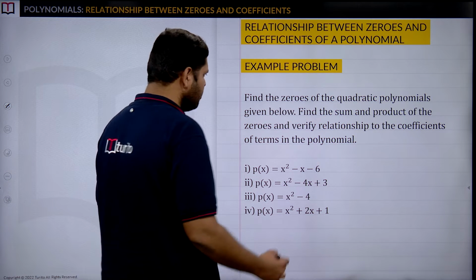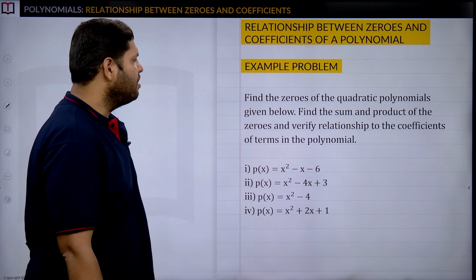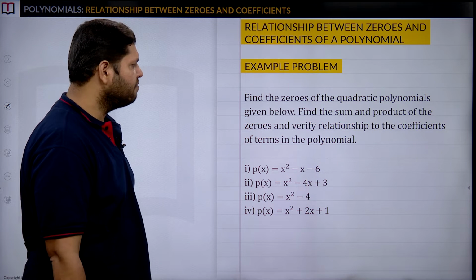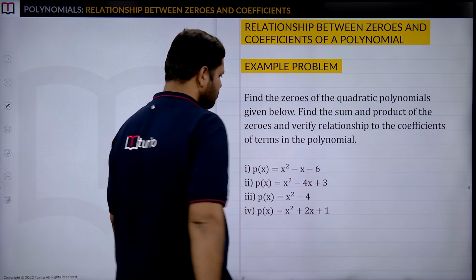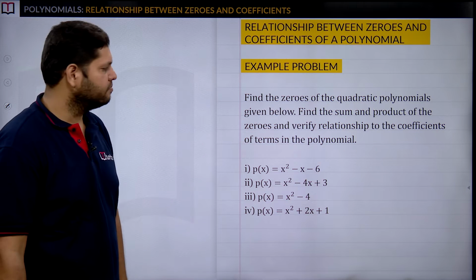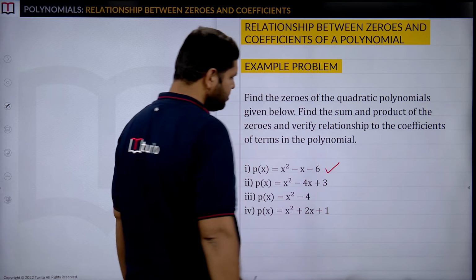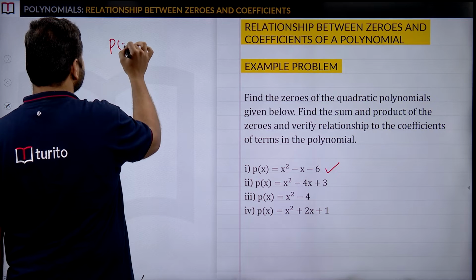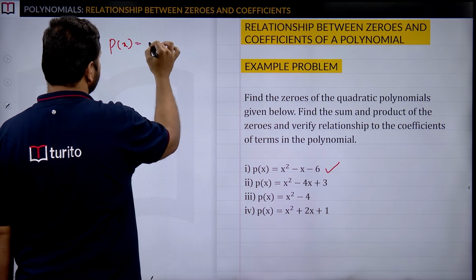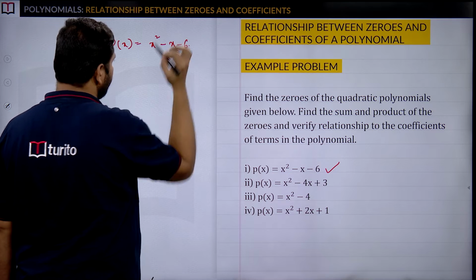First question. Find the zeros of the quadratic polynomial given below, and find the sum and product of the zeros and verify the relationship between the zeros and the coefficients of the terms in the quadratic polynomial. Children, first one I will take here. P of x is x square minus x minus 6. So P of x is equal to x square minus x minus 6.